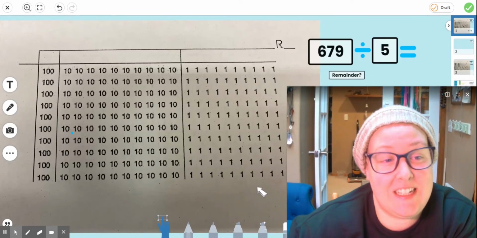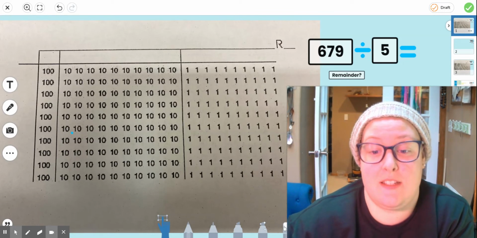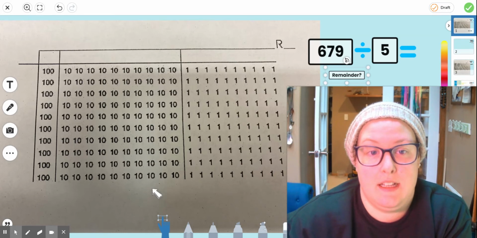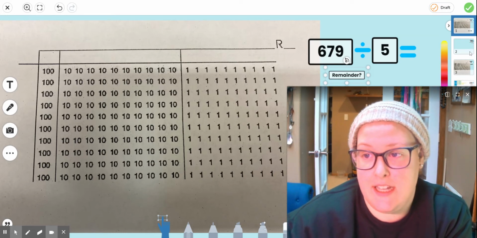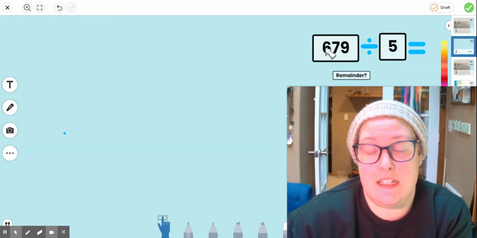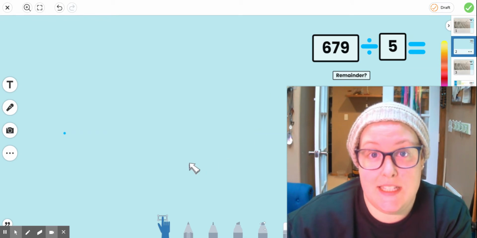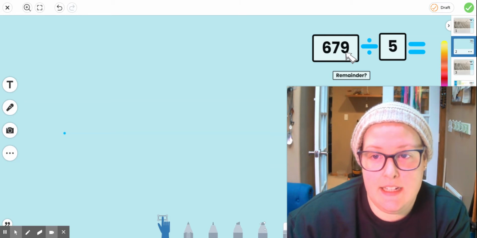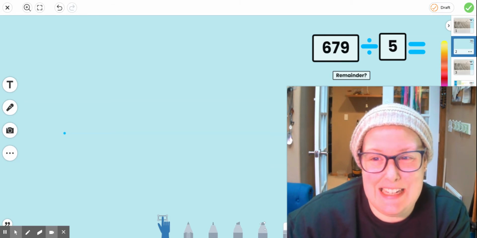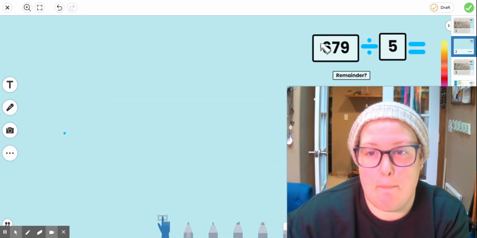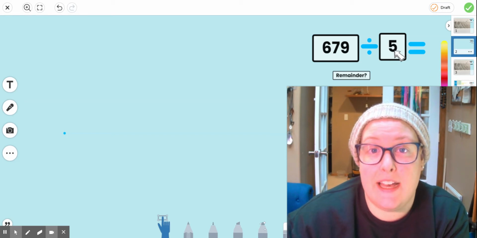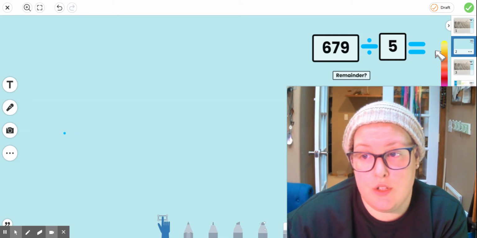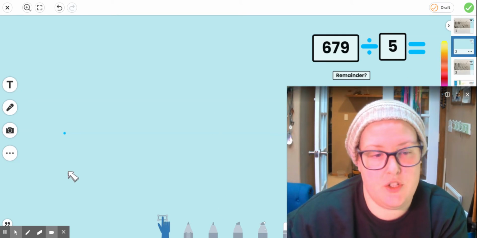We are learning how to use division using this very visual model to help us out. Let's set this aside for just a second and think of this exact same problem using base 10 blocks. 679 is my dividend. I am dividing that number by 5. 5 is my divisor. And then I'm finding the quotient. The quotient is the answer to a division problem.